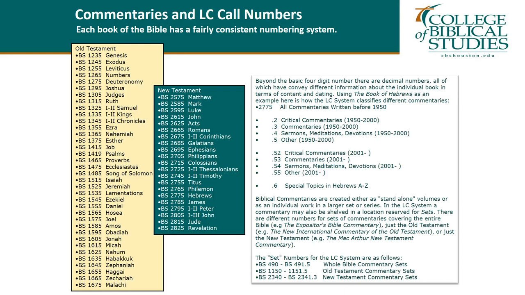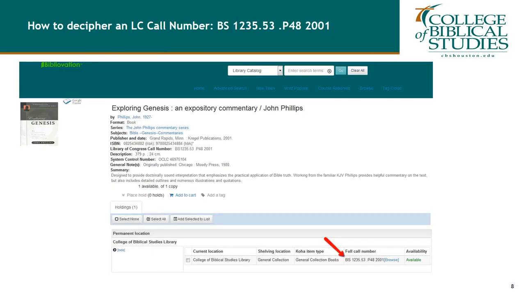Now let's apply what we learned. Let's say you are looking for a book in your library catalog and you found a commentary on the book of Genesis. And here you can see the call number, which is the address of the book in the library. What you can do is use this number to navigate your library in order to find the book.